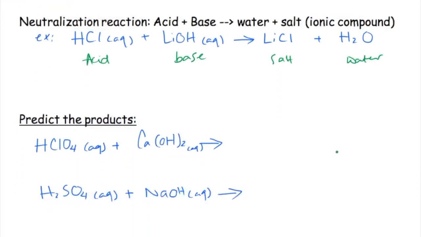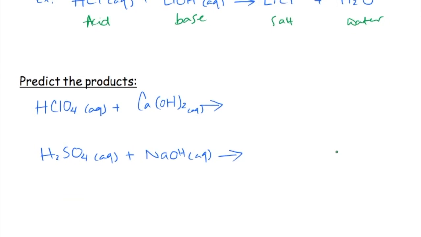Keeping that in mind, let's take a look at these examples. We're going to predict the products of these two reactions. So here we have perchloric acid, and this is your acid, reacting with calcium hydroxide. Anything hydroxide is base. What is that going to form? Let's do the same thing. Let's exchange the cations. I'll make a big arrow here. Now, the chlorate is going to get the calcium now.